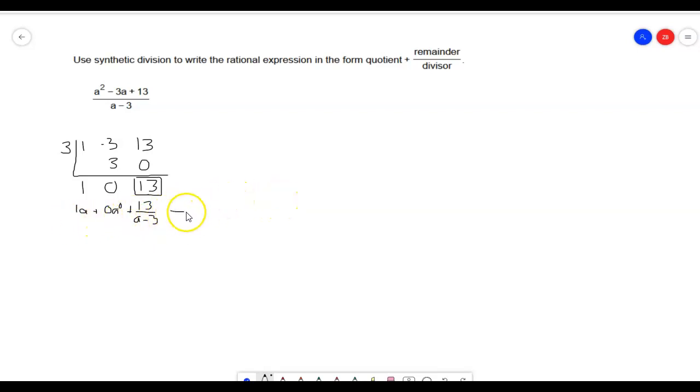So to clean this up, our final answer would just be a, because the zero part right here just cancels out, plus, so that'd be our quotient, plus the remainder, which is 13, all over the divisor, which is a minus 3. And this is our final answer there.